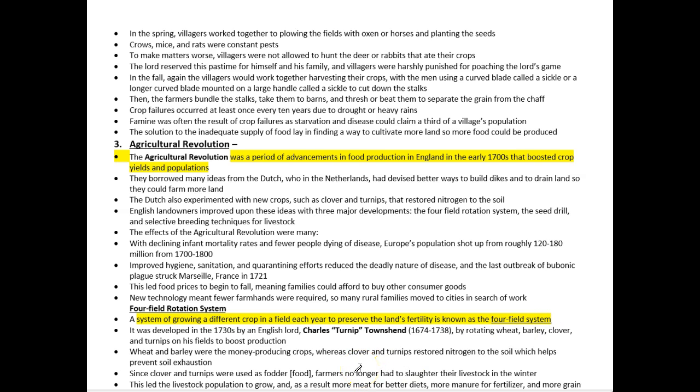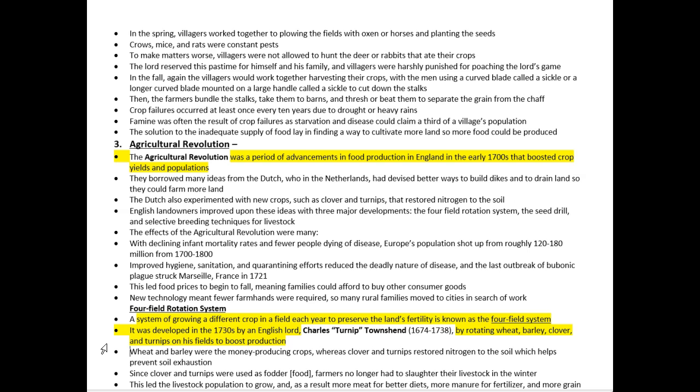It was developed in the 1730s by an English lord, Charles Turnip Townshend, by rotating wheat, barley, clover, and turnips in his fields to boost production. Well, I'm going to go ahead and highlight this part here. Developed in the 1730s by the English lord, by rotating wheat, barley, clover, and turnips in his fields to boost production.